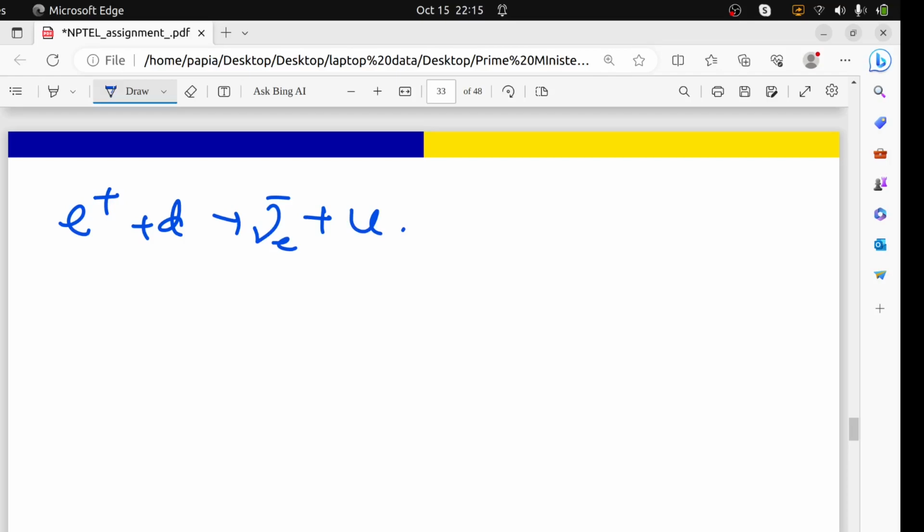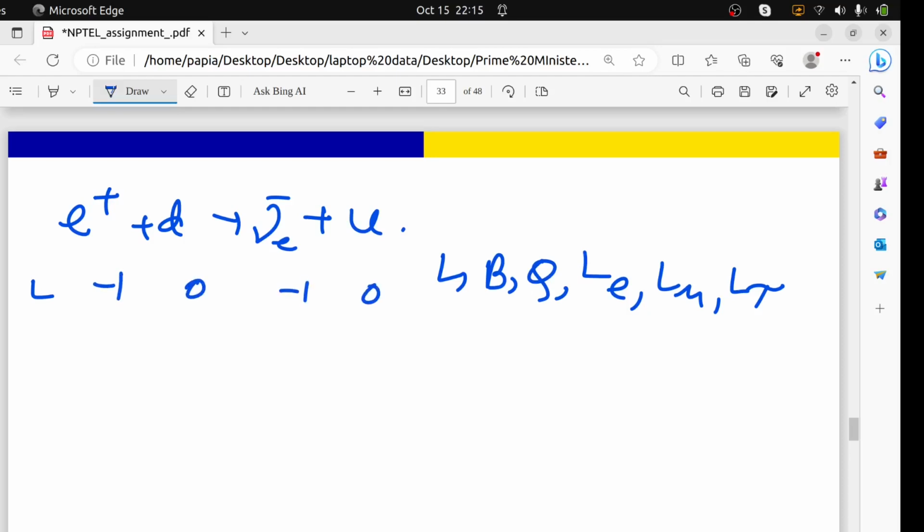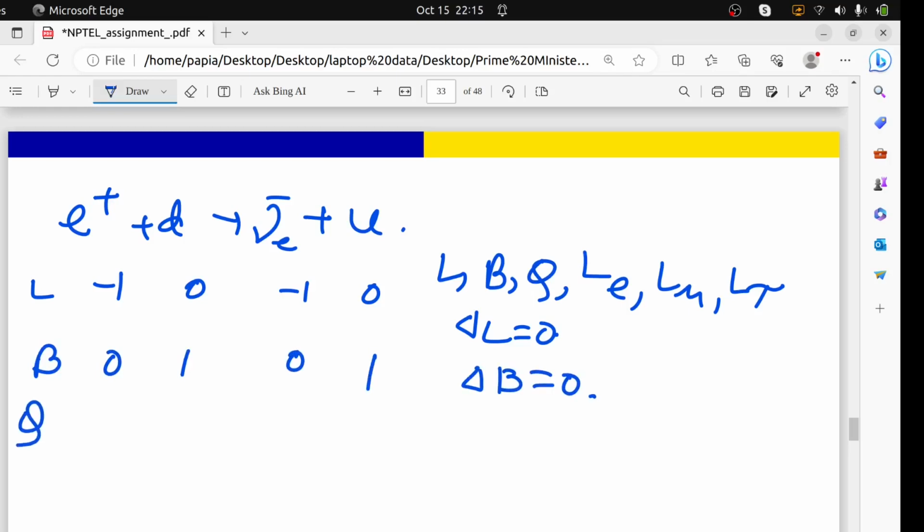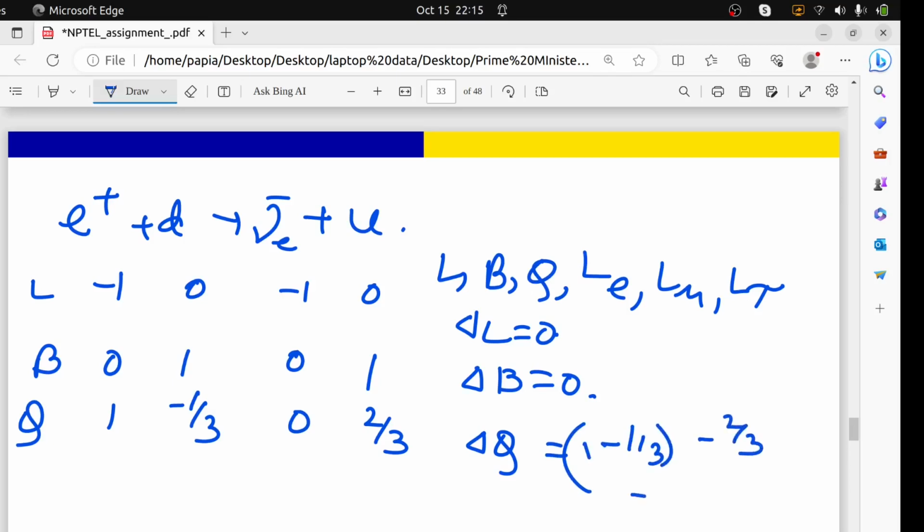So in weak interaction we will check L, delta Q, Le, L mu, L tau. The lepton numbers are minus 1, 0, minus 1, 0, so delta L is 0. B is 0, 1, 0, 1, so delta B is also 0. Q is 1, minus 1 by 3, 0, 2 by 3. Then you can see that delta Q is 1 minus 1 by 3 minus 2 by 3, which is 0.